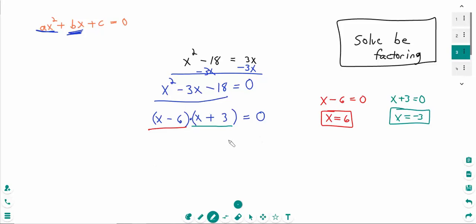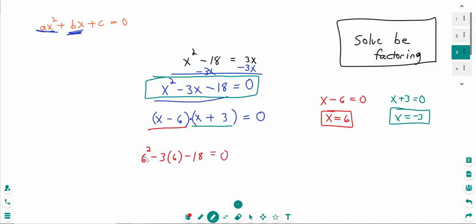And if we wanted to, we could go back and just confirm that. So if we go back to maybe we'll go back to here, our standardized form. Let's plug in a 6 and see what happens. Maybe we'll use red. So if we plug in the 6, we have 6 squared minus 3 times 6 minus 18. That should equal 0.